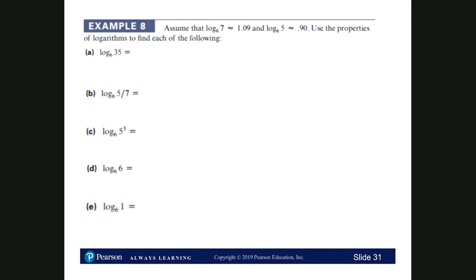So I'm going to start example 8, and what we have here is two expressions. One of them is the log of 7 base 6 is approximately 1.09. And here I have the log of 5 base 6 is approximately 0.90. So using those three rules that we reviewed, we're going to solve these logarithms without the calculator by using what was provided to us here.